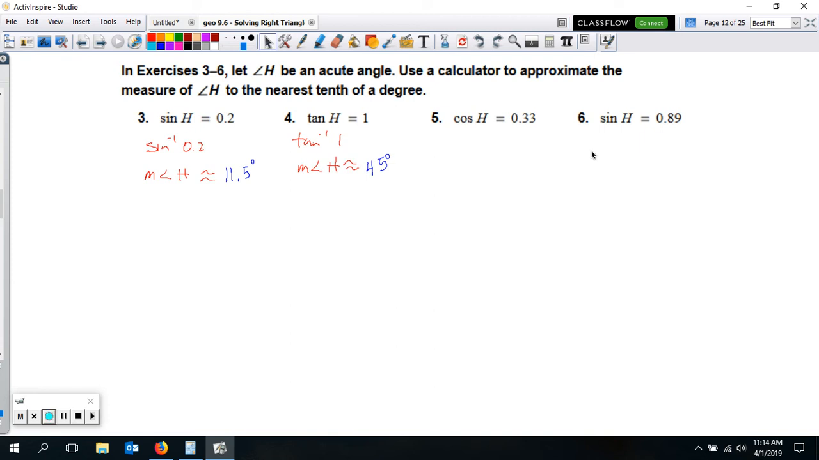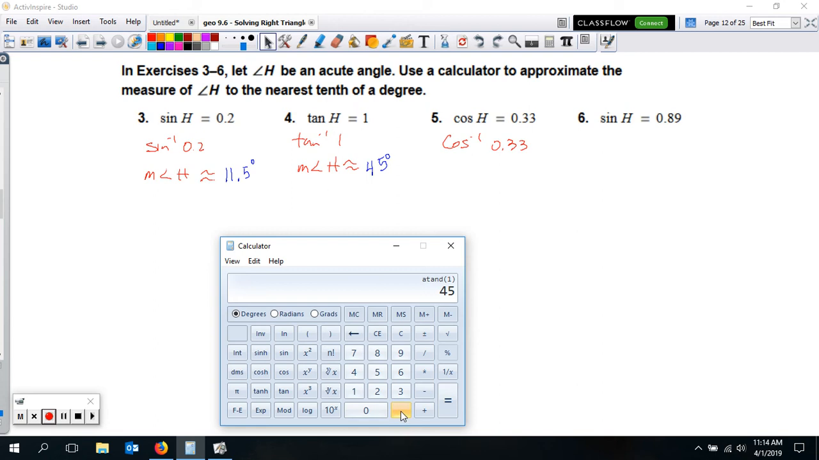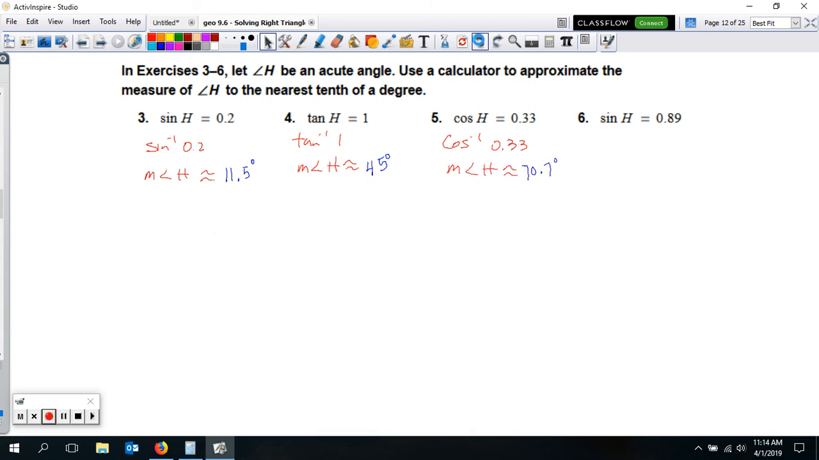Okay, so hopefully you stopped the video, you tried them on your calculator. You should have just used your phone, I suppose, on both of these. On 5 here, we're just going to do this, inverse cosine of 0.33. So on our calculator, I'm going to hit 0.33 first, and then hit the inverse cosine. So inverse cosine, and it's 70.7. So approximately 70.7. This one, it's going to be the inverse sine of 0.89.